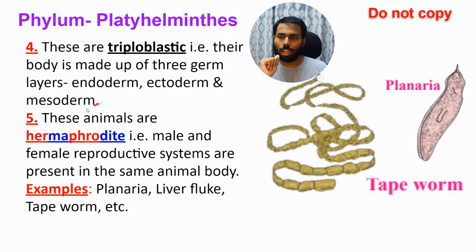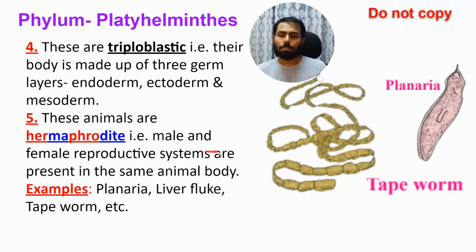Okay. Next, these animals are hermaphrodite. Okay, hermaphrodite मतलब क्या? Before we start looking at the meaning, let's see the pronunciation. HER is her, MA is may, PHR is fro, and DIT is dite. Hermaphrodite, hermaphrodite. So what is the meaning of hermaphrodite?